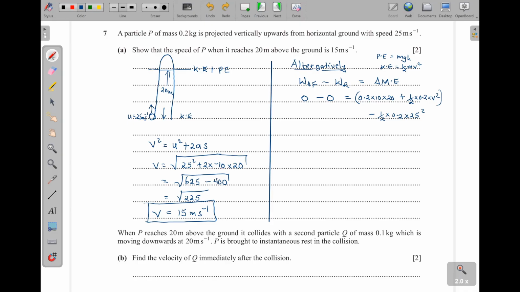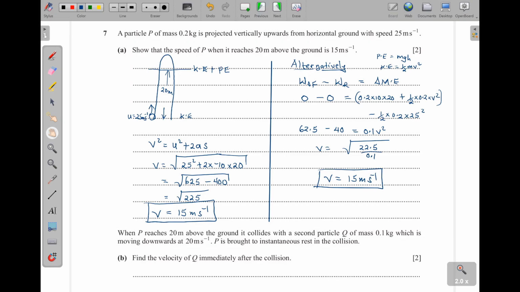So we shall have 25 squared is 625, then times 0.1, this one is 62.5, which is equal to 200 times 0.2, that one will give us 40. So I will bring it to this side and say minus the 40, then it's equal to half of 0.2, that is 0.1 v squared. So v is going to be the square root of 62.5 minus 40, that will be 22.5. Then when you divide by 0.1, you get 225, and the square root of that is going to give us 15 meters per second.